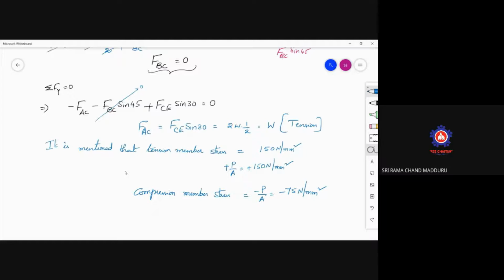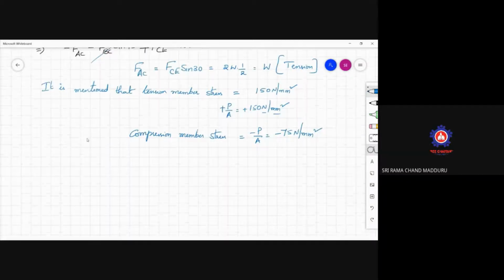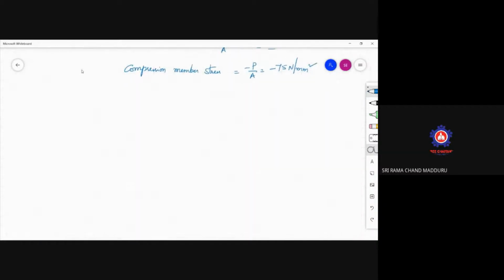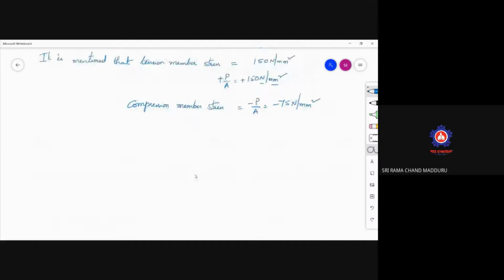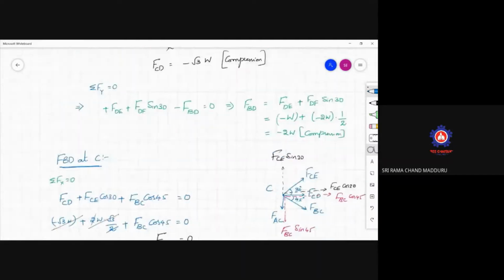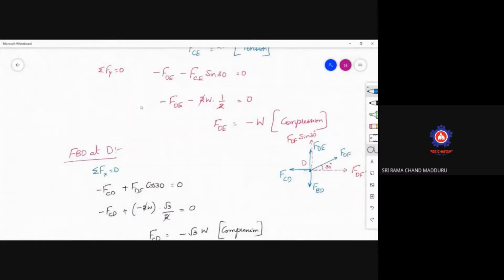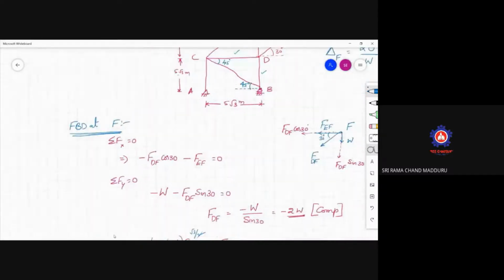Now, here we will convert all the forces and units into Newton and mm, because the stress is in Newton and mm. Assuming W is also in Newton, the length of the member will also be converted in terms of mm. Let's go to the diagram.